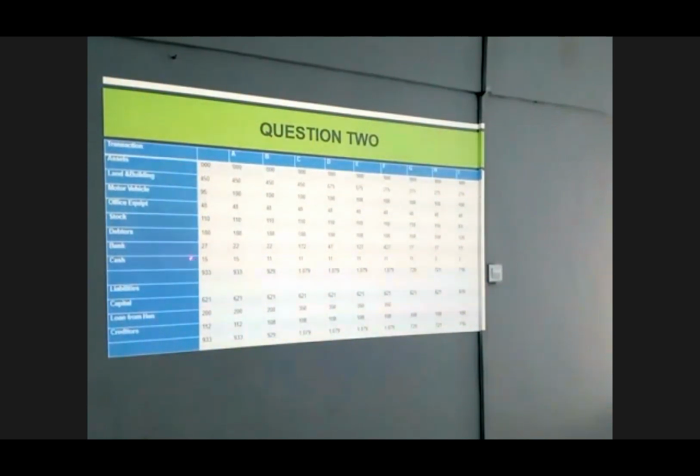But look at bank. Bank has gone down by what? By 5. What it means essentially is that we are taking money from our bank account to purchase what? Motor vehicle. So our bank account is reducing by 5,000, and then motor vehicle is increasing by what? 5,000. So how are you going to narrate this story?